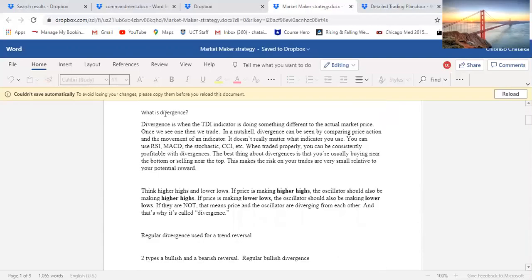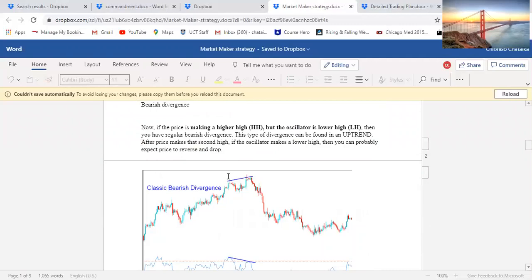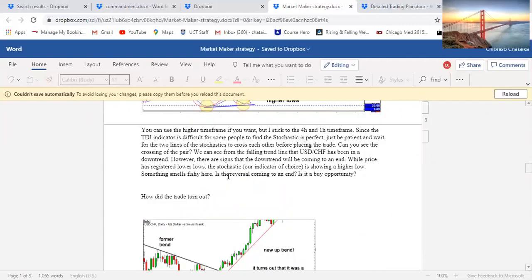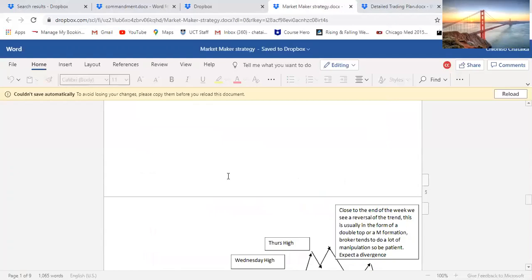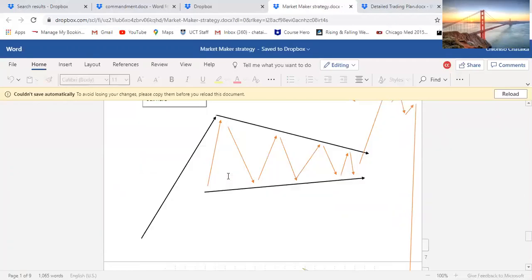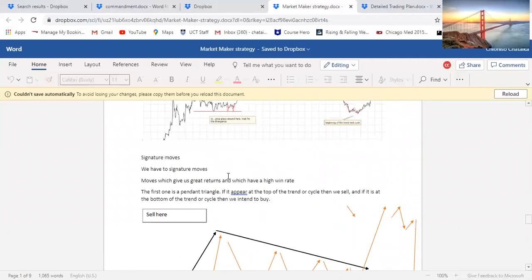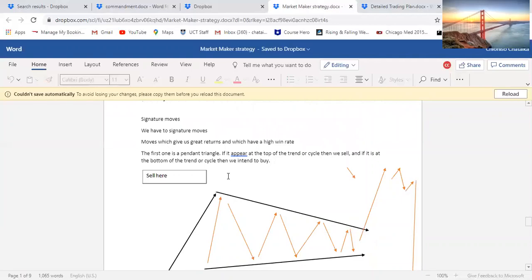So then I explain what this divergence trading is, which is part of my strategy. And then you want some pictures of some back testing you've been doing. So what's a good entry for you? And then which are your signature moves? Are there certain patterns that you've seen that you do really, really well with?